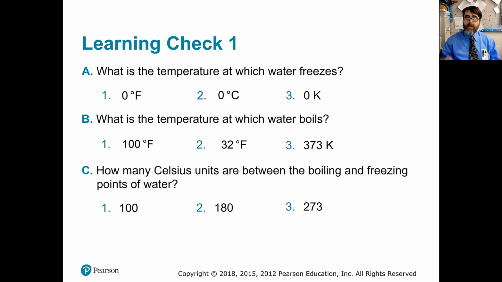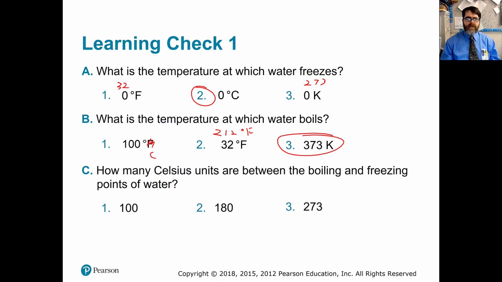Anyway, wouldn't it help to know the actual transition temperatures of water? The temperature at which water freezes is 0 degrees Celsius. On the Kelvin scale, it's 273. On the Fahrenheit scale, it's 32 degrees Fahrenheit, but that makes our answer number 2 there. The temperature at which water boils, let's see, that would be this one here on the Kelvin scale. For the Fahrenheit, it's 212 degrees Fahrenheit, and for the Celsius scale, it is 100 degrees Celsius. They didn't give us a Celsius choice here.